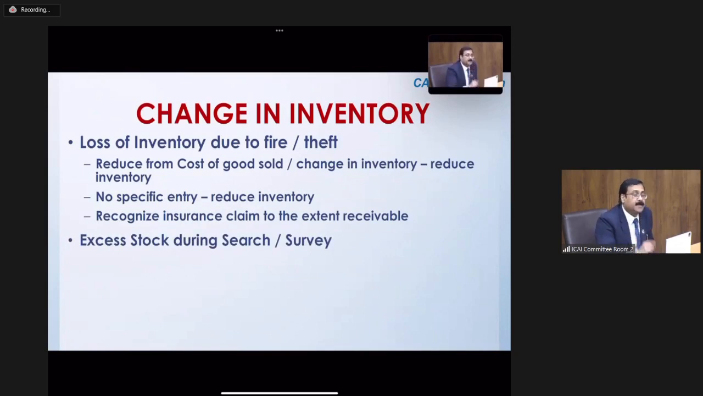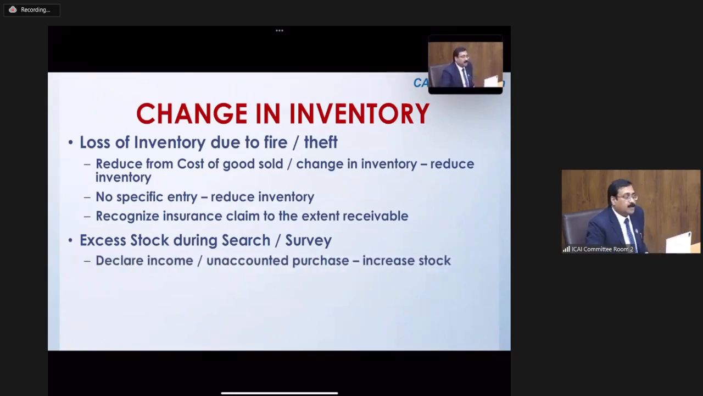Now again, please take care. There is an amendment again in Schedule 3 and CARO both, that if there is an undisclosed income or an asset which has been declared by the company during that search or survey, then later on you have to account for it. How you have accounted, or if you have not accounted, you have to disclose that into the notes of accounts, and the auditor will have to report thereof in his CARO. So how to account for that?